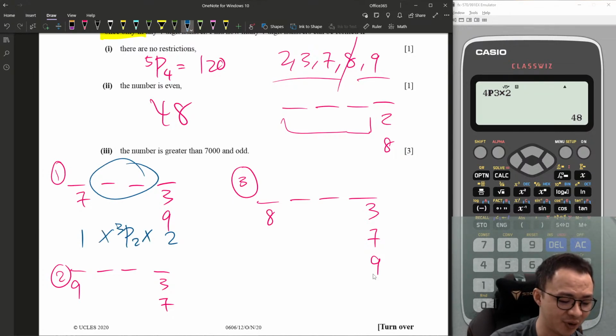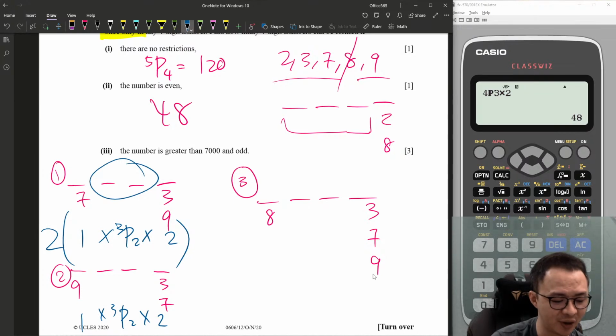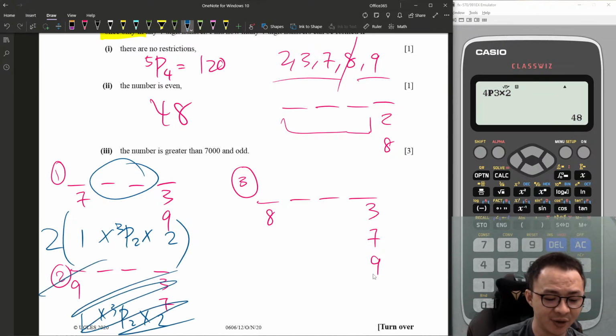This one is the same also. This is 1 times 3P2 times 2. So it's the same. So actually I can multiply 2 for the first one, so I no need to repeat this one anymore. So this one, 1 choice, 3 choice. I have 3 numbers. I want to choose 2 to arrange. I will multiply them. Then I plus them.